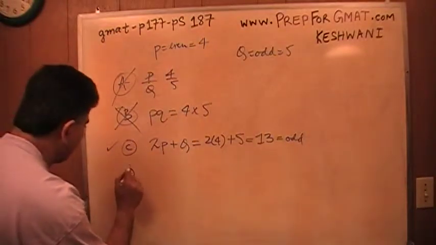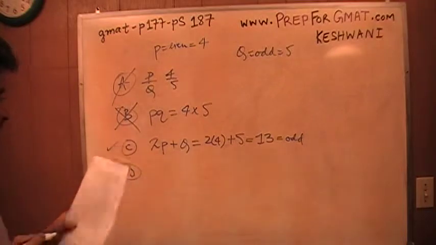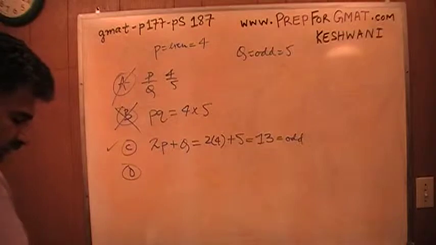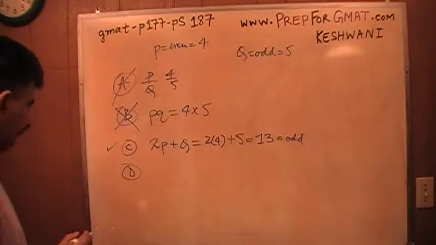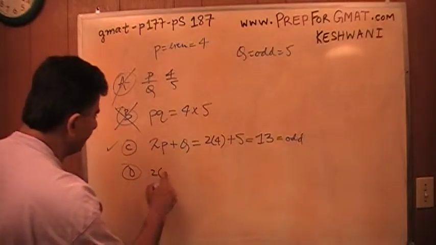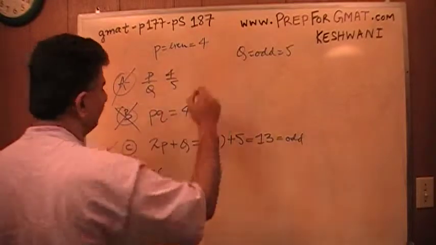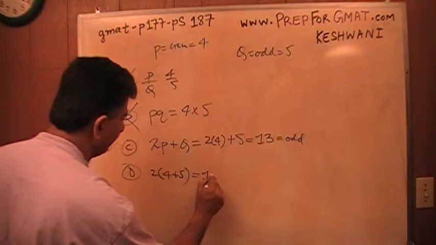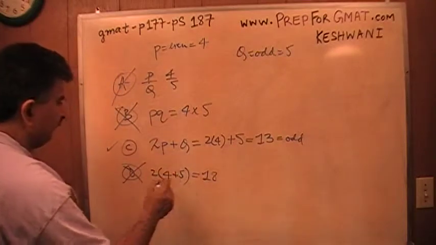D says, and now we have found the answer. You see, it works, but I just like to have a little bit of insurance here to make sure that we have not messed it up. So I'm just going to take a couple more seconds to figure it out. P plus q would be 9. 9 times 2 is 18, and 18 is not odd; it's even.